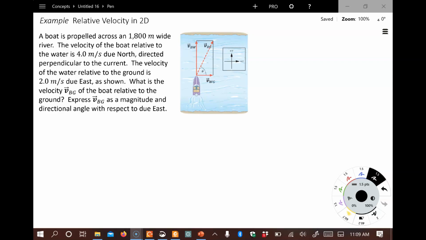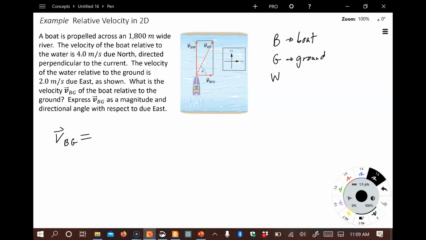We're asked, what is the velocity VBG of the boat relative to the ground? So we're looking for this: the velocity of the boat relative to the ground. It's always good to be familiar with the three reference frames that are considered in this problem. So we've got the boat, we've got the ground or the shore, and then we've got the water itself.